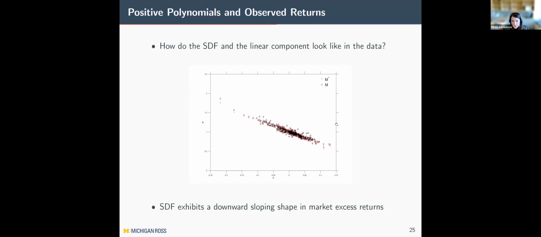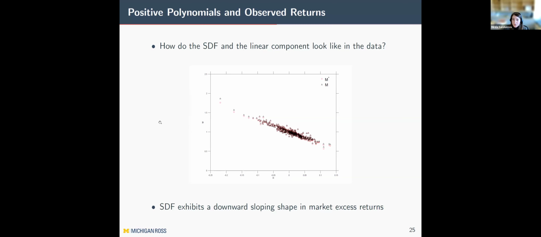So to alleviate such concerns, we do several things. First, we plot how this shape looks like in the data, right? So we plot our minimum variance stochastic discount factor as a function of the market excess return. And we do that both for the stochastic discount factor, which is going to be this black triangle, but also for the linear component, which is going to be the red circle. And you see that in the data, we do find this nice downward sloping shape in the market excess return. This is in the data, and our approach is non-parametric.